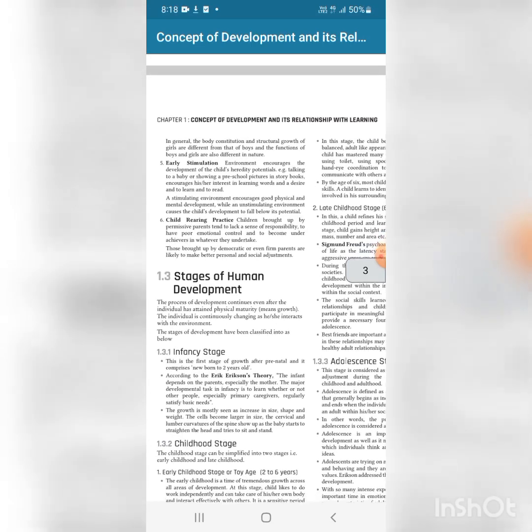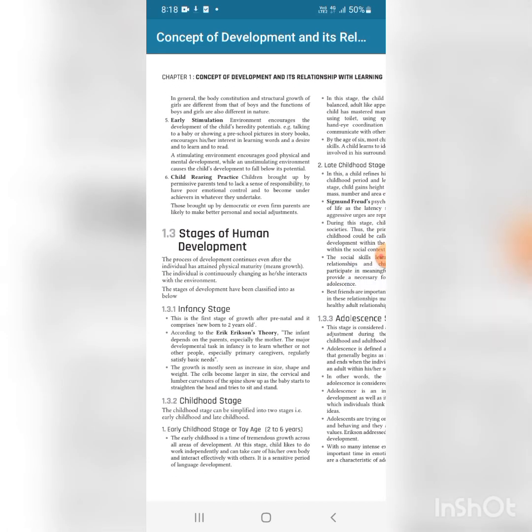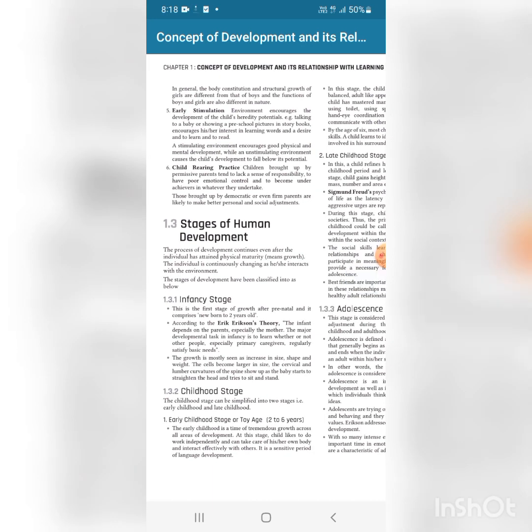Now let's discuss stages of human development. As we know, development happens even after the person has stopped the potential of attaining growth or physical maturity. The process of development continues even after the individual has attained maturity. The individual is continuously changing as she interacts with the environment. The changes of development have been classified as below.